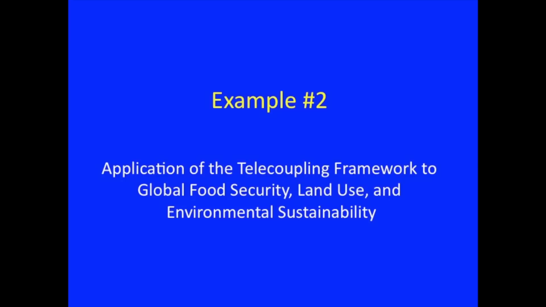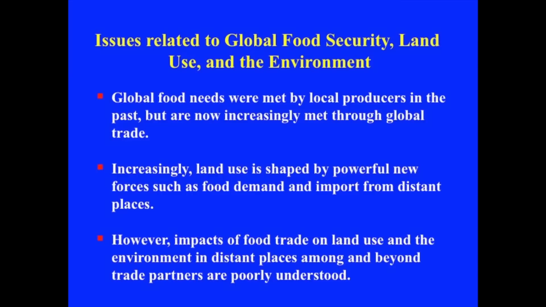So now I'm going to talk about the second example, applying the framework to global food security and land use and environmental sustainability. We all know that food in the past was mainly made by local producers, but now it is increasingly made through international trade. And also, land use is increasingly shaped by powerful new forces, such as food demand from distant places. But the impacts of food trade on land use and the environment are not well studied.